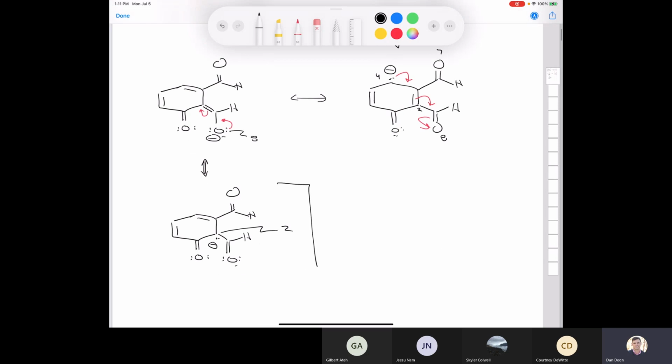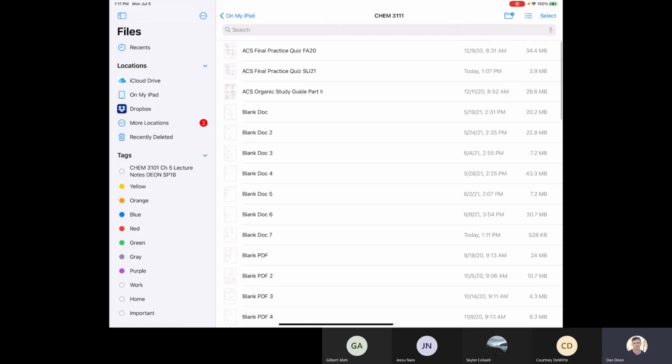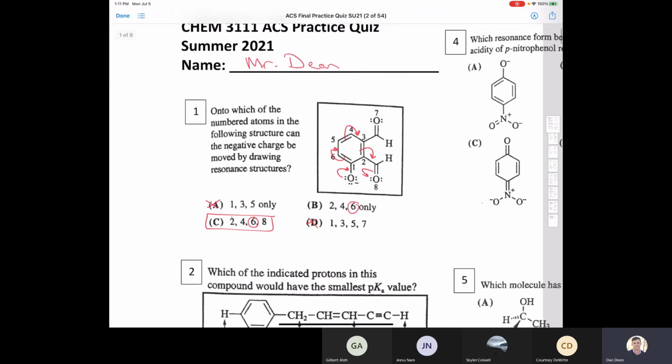And by now, I figure at the end of Organic Chemistry 2, my students are pretty rock solid at drawing resonance structures. And I showed you a really fast way to solve that just by doing it very quickly. And so the answer is C for the first one.